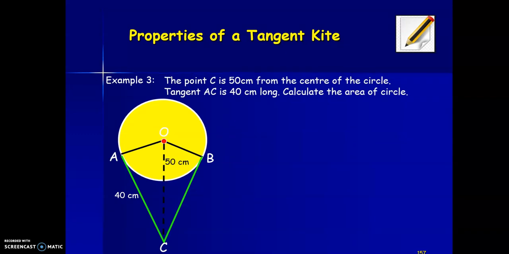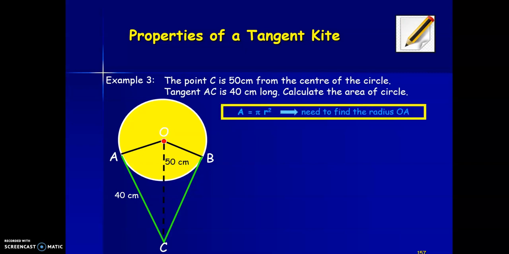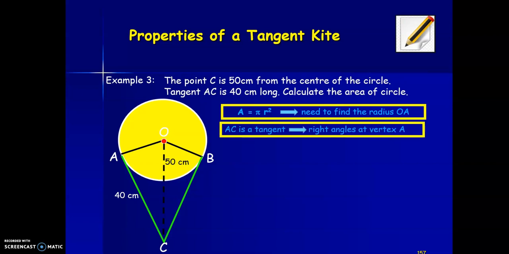This time we're going to look at an example involving Pythagoras. Here we have a circle where point C is 50 centimetres from the centre of the circle. The tangent AC is 40 centimetres long, and we are being asked to calculate the area of the circle. To calculate the area of the circle we use pi r squared, so therefore we need to know the length of the radius OA. We've been told in the question that AC is a tangent, so straight away we can fill in the right angle at vertex A. So therefore we have a right-angled triangle AOC with the right angle at vertex A.